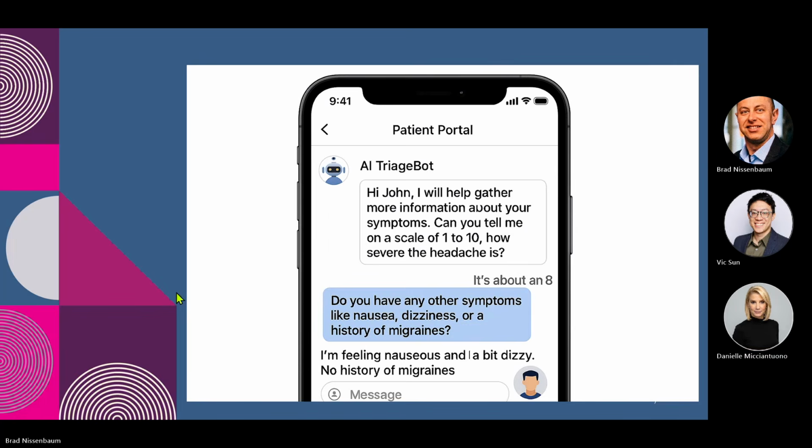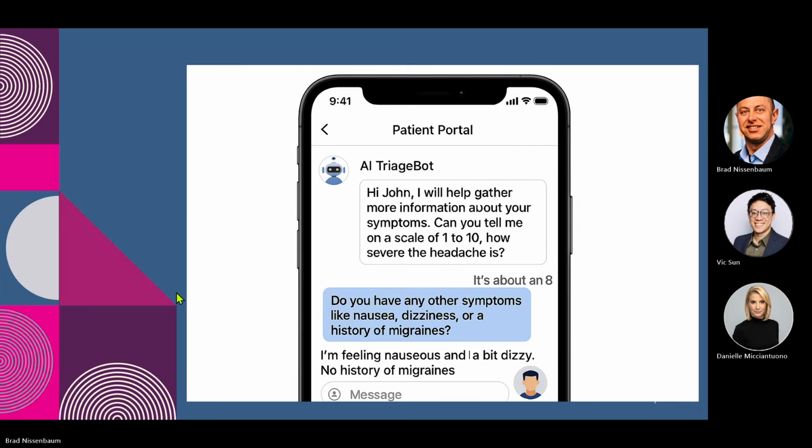And there's a little bit more of a narrative that goes back and forth. I want to gather some more information. Can you tell me what your pain scale is? He says it's about an 8. Do you have any other symptoms like nausea, dizziness, or history of migraines? To which he says, feeling a little nauseous, a little bit dizzy, but no history of migraines.